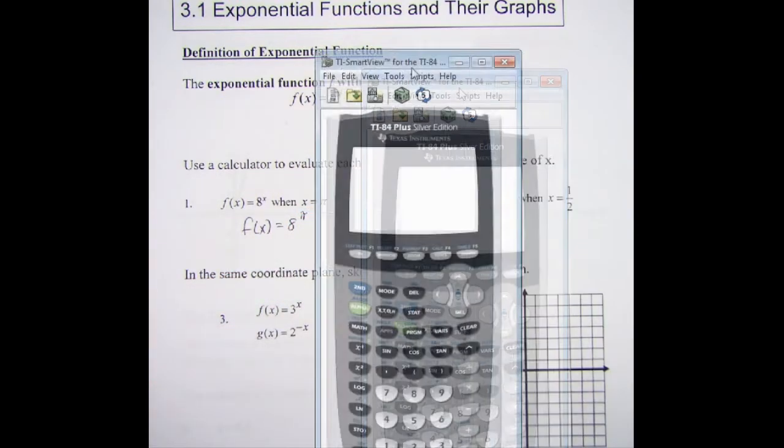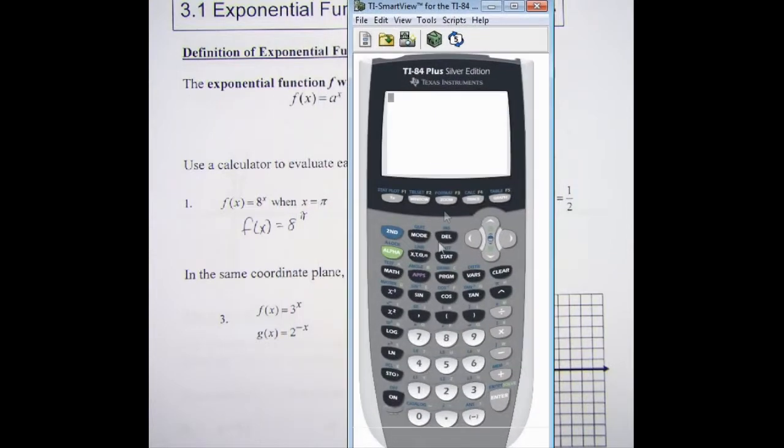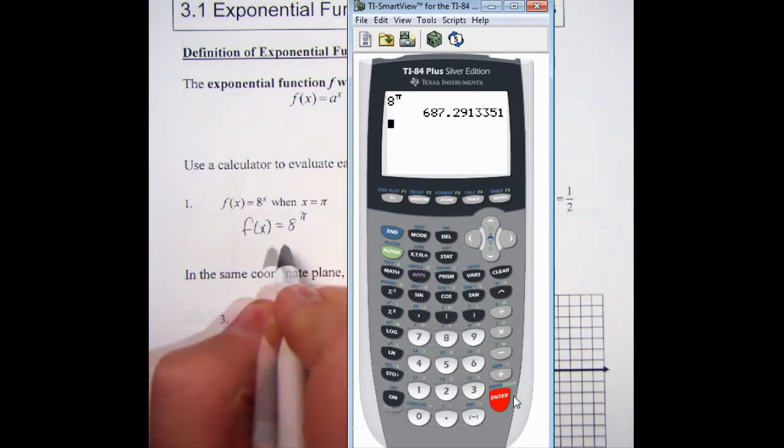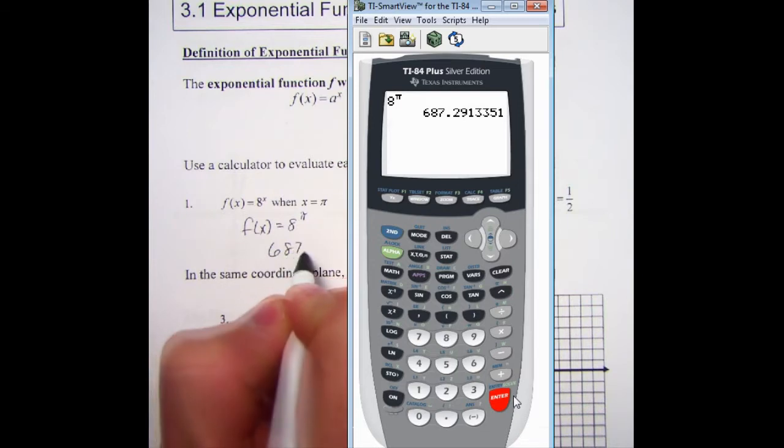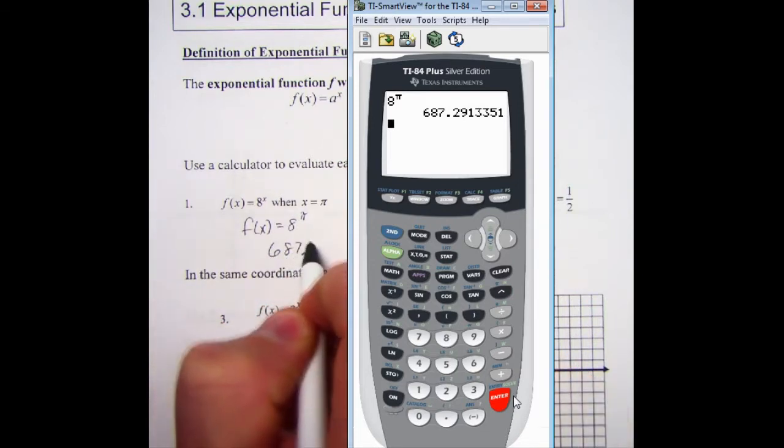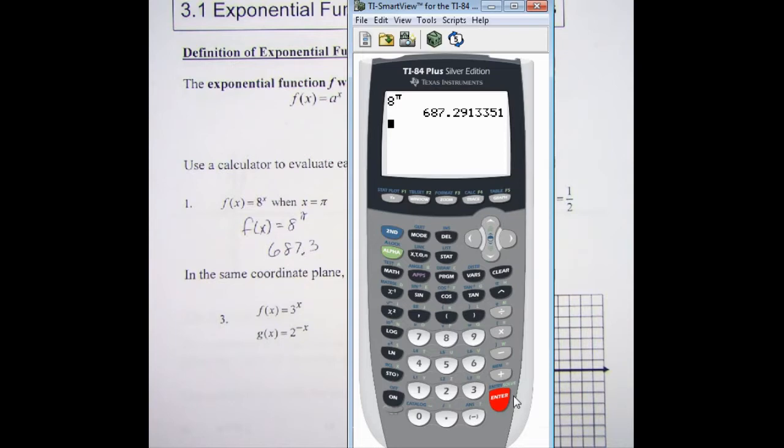But let me pull my calculator into the screen here. If I do that, I can type that in by saying 8 to the power of, and the pi is second in that caret button, the caret key that helps you get up there to the exponents. So you just hit enter, and that will tell you that is 687. It doesn't tell you where to round, so let's just round to the nearest tenth. 687.3. Okay? So these are just easy ones using your calculator.